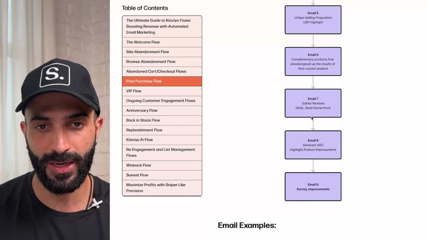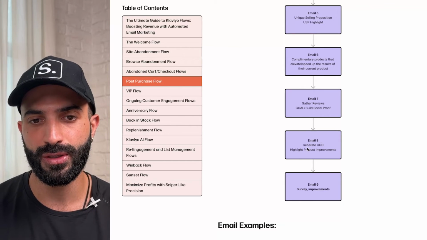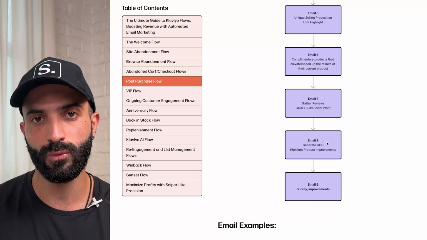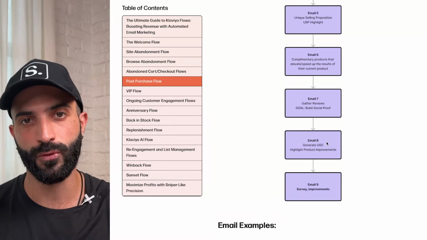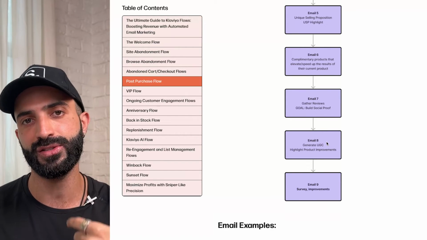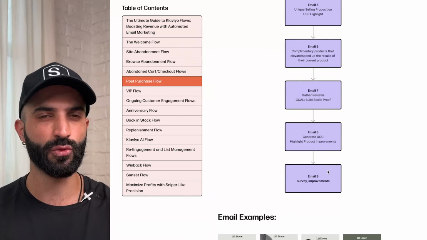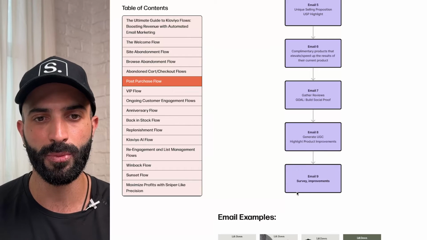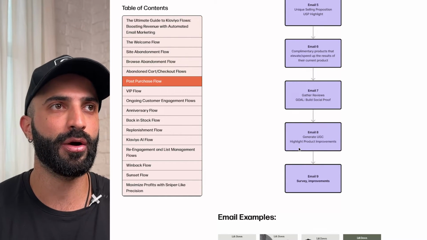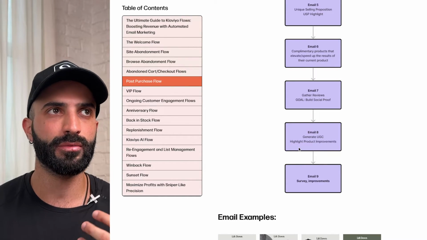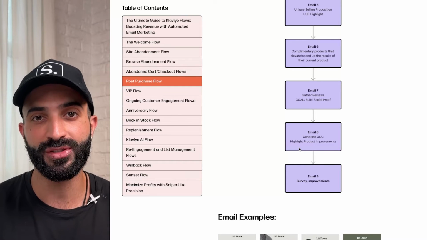Email 7 through 9, you want to gather reviews. You want to gather UGC, which is video reviews that you can use for not only emails, but Facebook ads. You can throw them on your website. That always builds trust. You can see real people. That really helps show how real your customer satisfaction is.